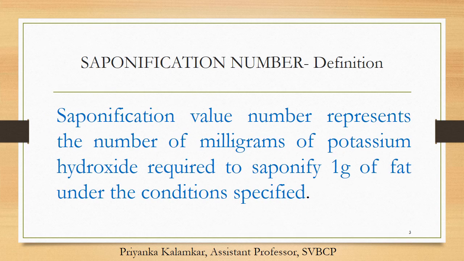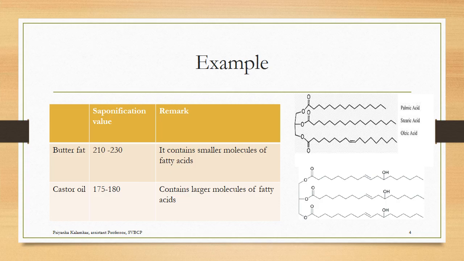Now, the definition of saponification number: this represents the number of milligrams of KOH required to saponify 1 gram of fat sample under the conditions specified. For example, if you consider butterfat and castor oil, the saponification value of butterfat is in between 210 and 230, whereas castor oil saponification value is 175 to 180.